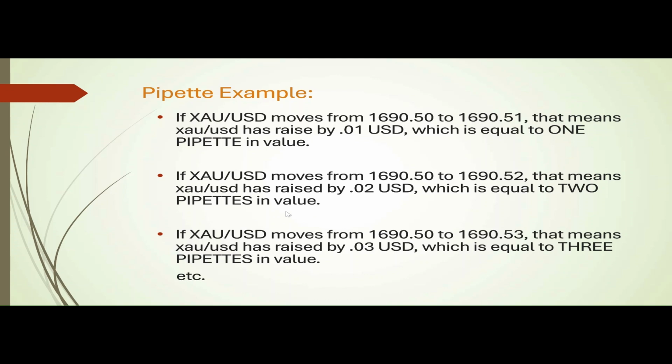Now look at this example again. If XAUUSD moves from 1690.50 to 1690.52, that means XAUUSD has risen by 0.02 USD, which is equal to 2 pipettes in value. Now the third one, the same example: if XAUUSD moves from 1690.50 to 1690.53, it has risen by 0.03 USD, which is equal to 3 pipettes in value. That's the pipette example.